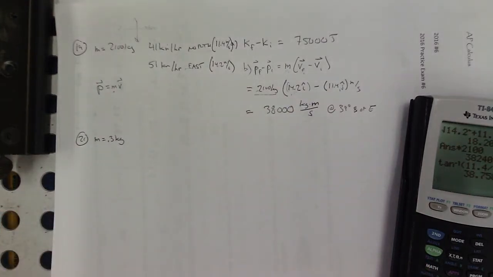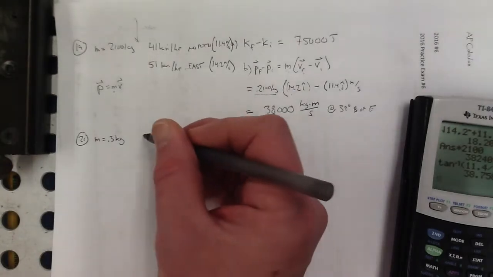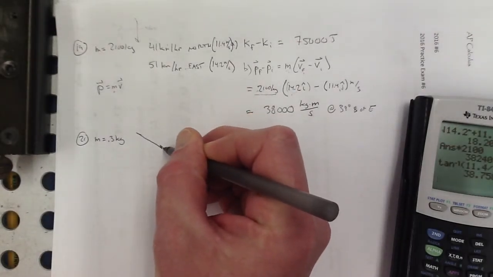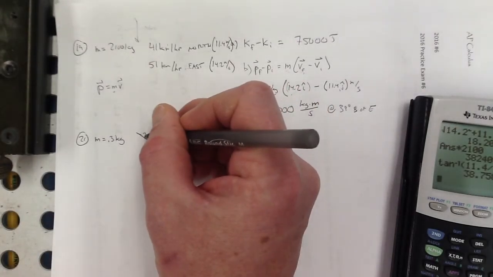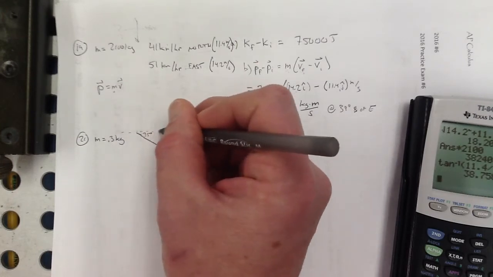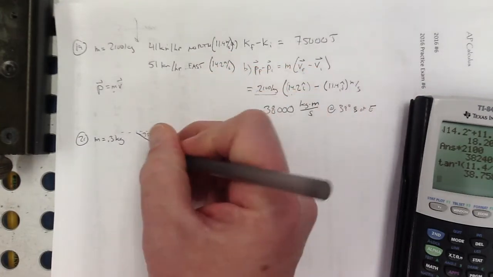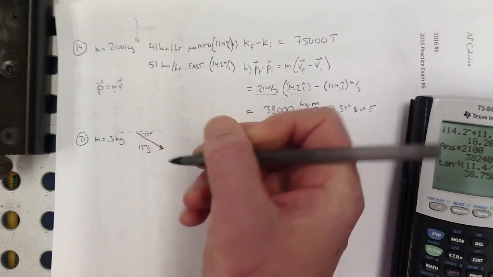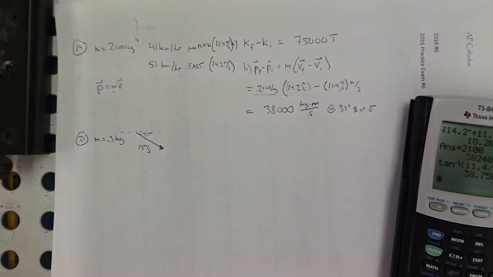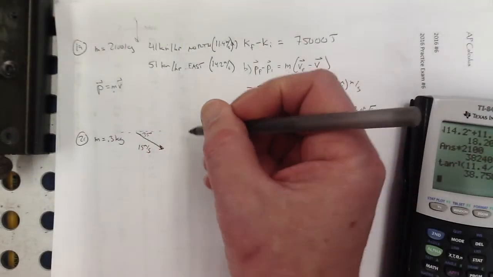A 300-gram softball has a velocity of 15 meters per second at an angle of 35 degrees below the horizontal. So like this, 15 meters per second, just before making contact with a bat. What's the magnitude of the change in momentum of the ball while in contact with the bat if the ball leaves with a velocity of 20 meters per second vertically downward?